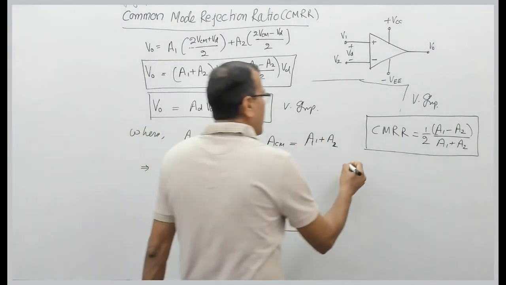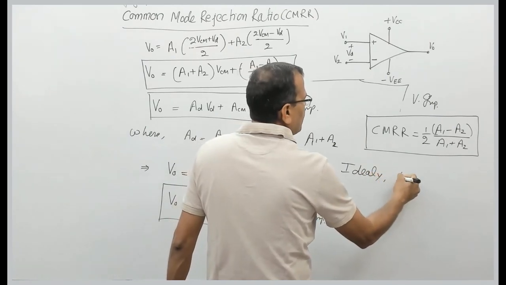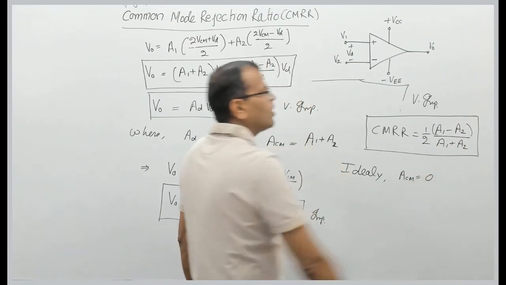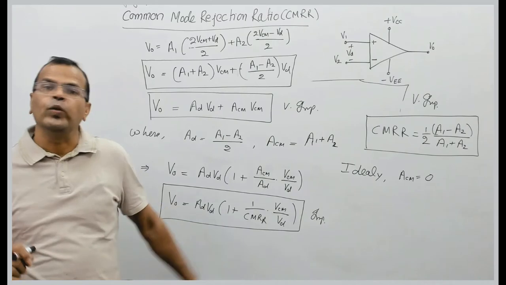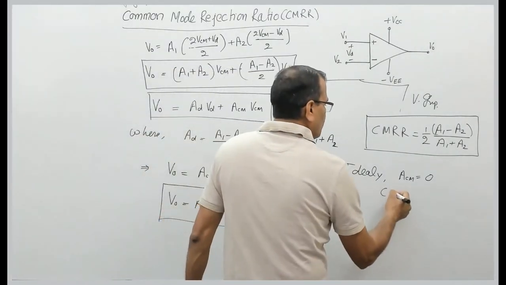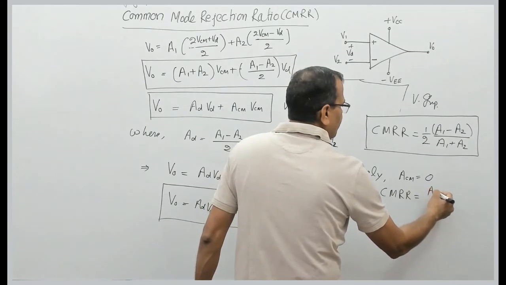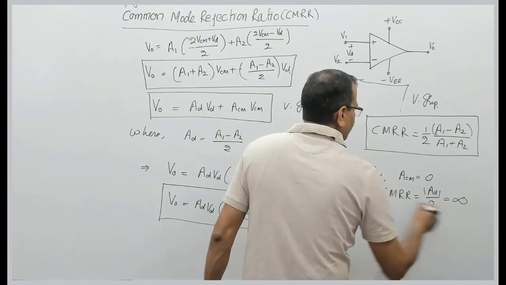Now ideally you should remember, for ideal op-amp, what is the common mode gain? The common mode gain of an op-amp ideally is 0. In that case, the common mode rejection ratio for an ideal op-amp will be the differential mode gain divided by 0, and that is nothing but infinity.